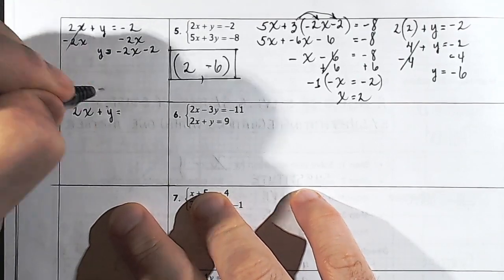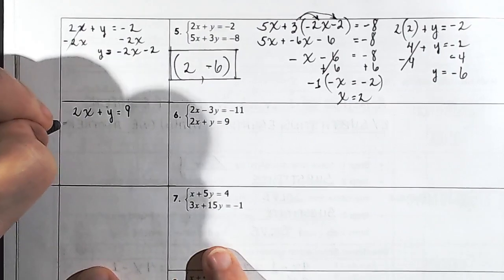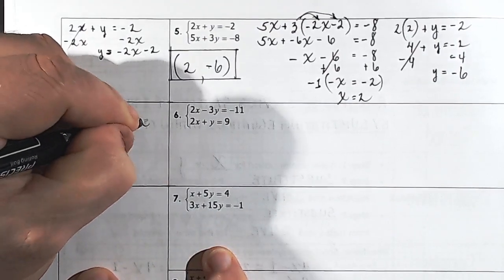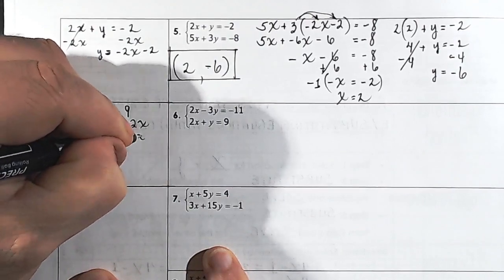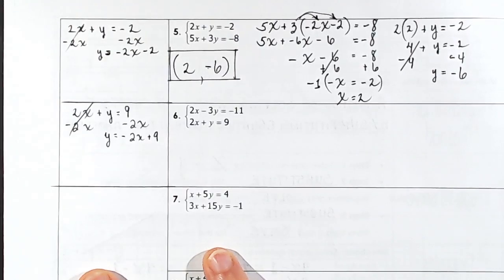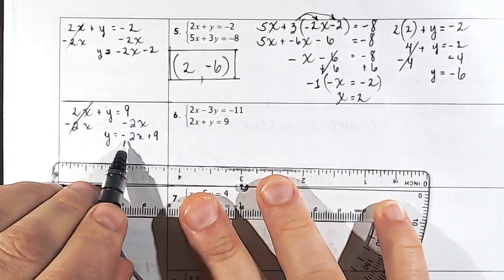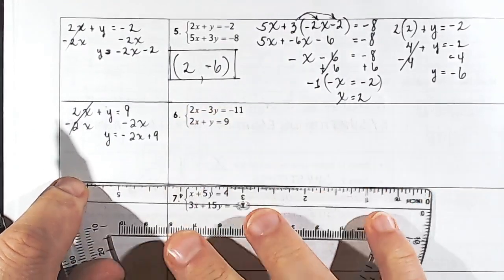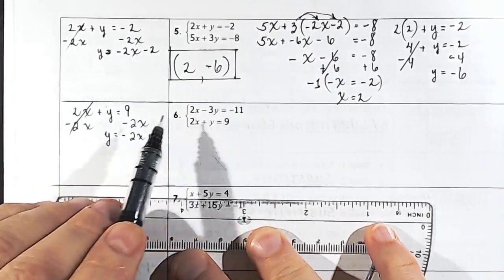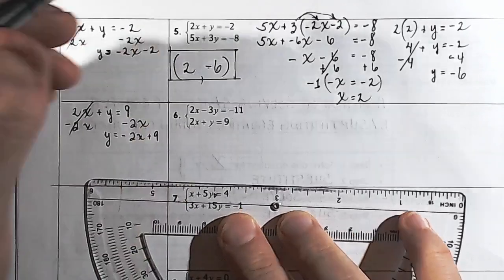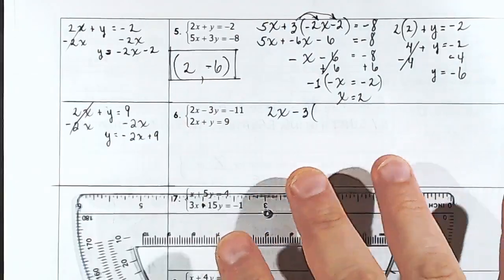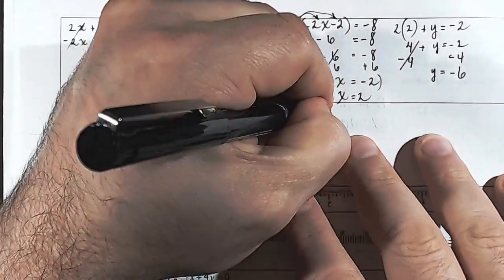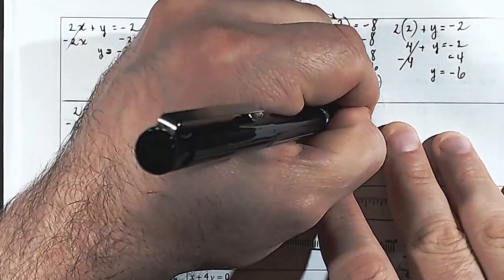2x plus y equals 9. So first I'll subtract 2x from both sides. Get y by itself. Y is equal to negative 2x plus 9. And now I can substitute what y equals back into my other equation. So if y equals negative 2x plus 9, everywhere I see a y, I can put negative 2x plus 9 and solve for x. So I'll take that first equation, 2x minus 3, open up the parentheses and put this whole thing in here, negative 2x plus 9. Close parentheses, equals negative 11.